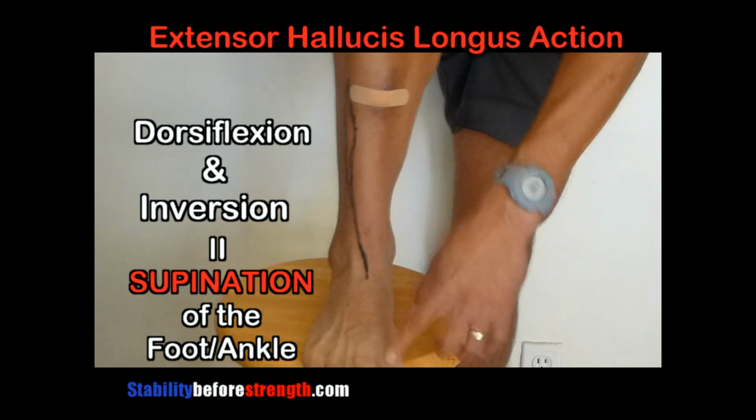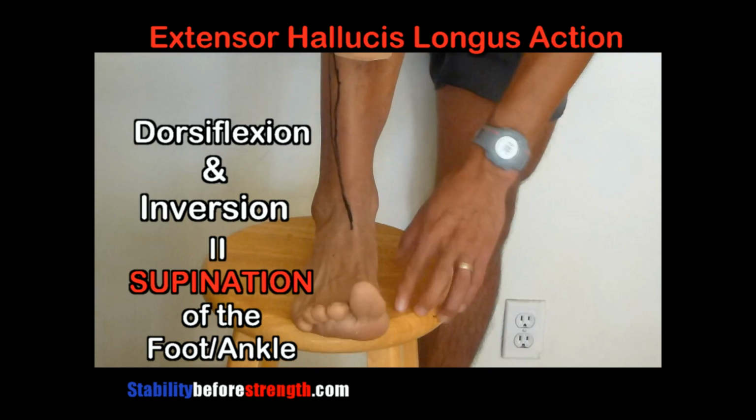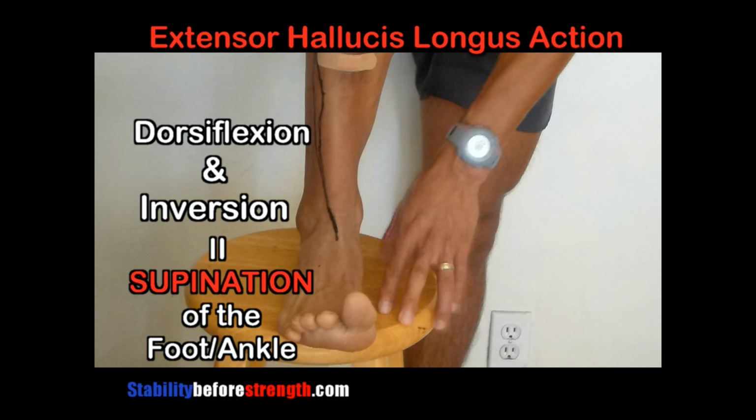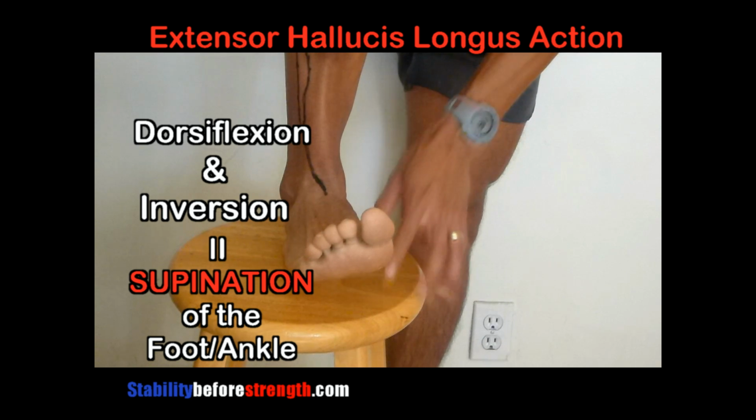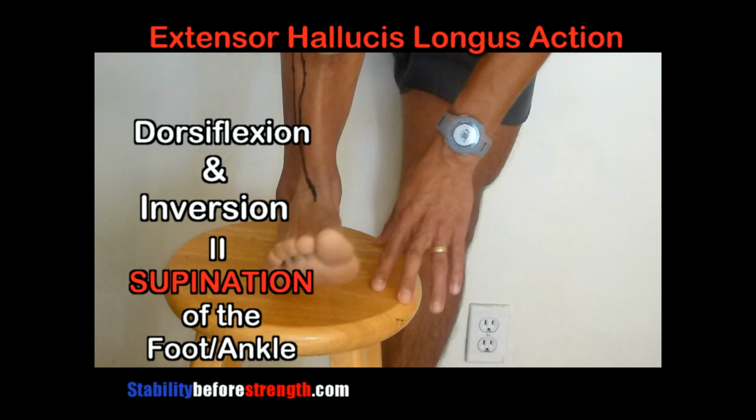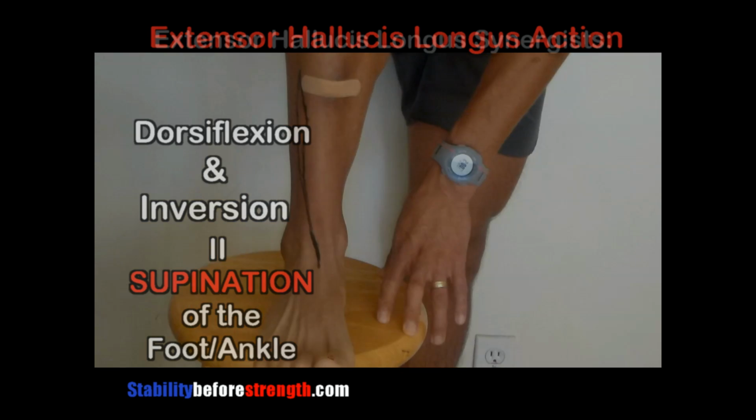But remember, the primary action is to extend the big toe. So extend the big toe, dorsiflex, and invert. And that's the action of the Extensor Hallucis Longus.